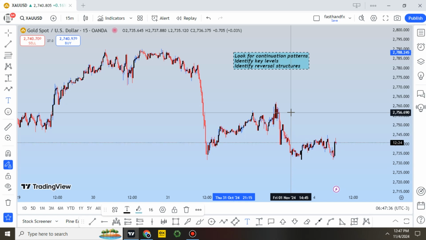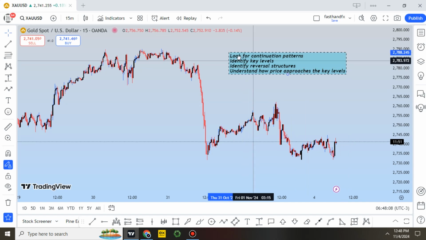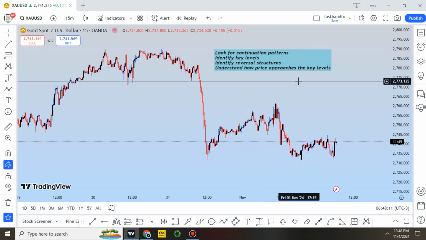And at the same time, we are on the key levels. Let's try to understand how price is going to play around those key levels. Right, so this is it. These are the things that we should be looking out for in this market. And of course, let's get started.